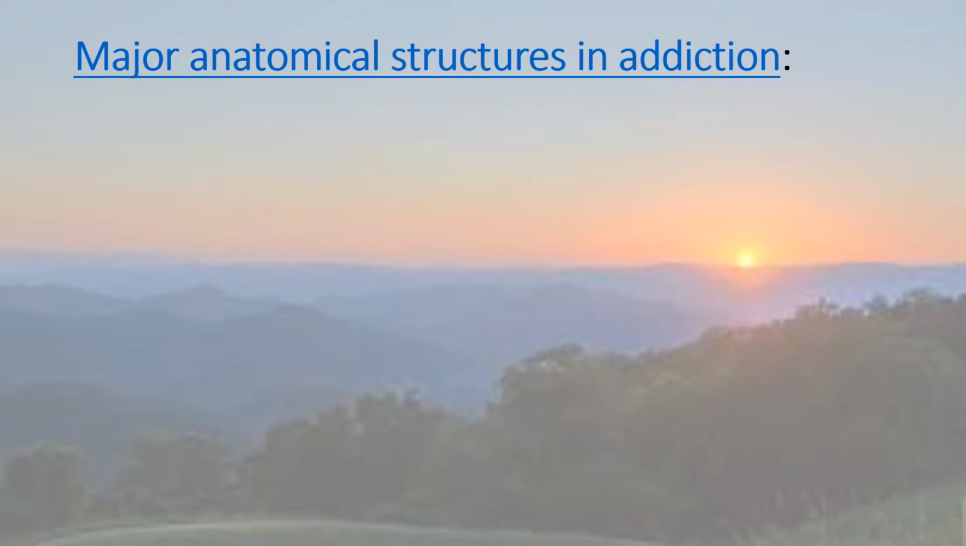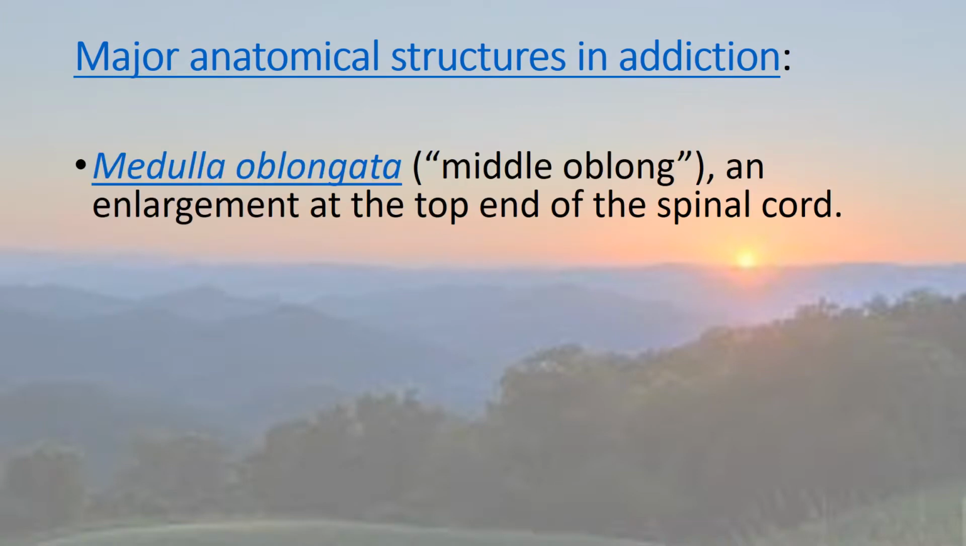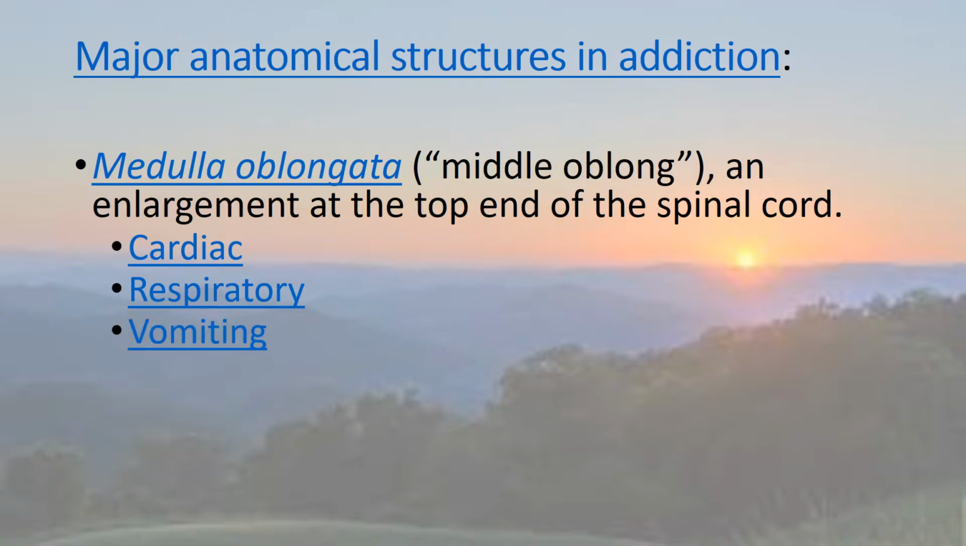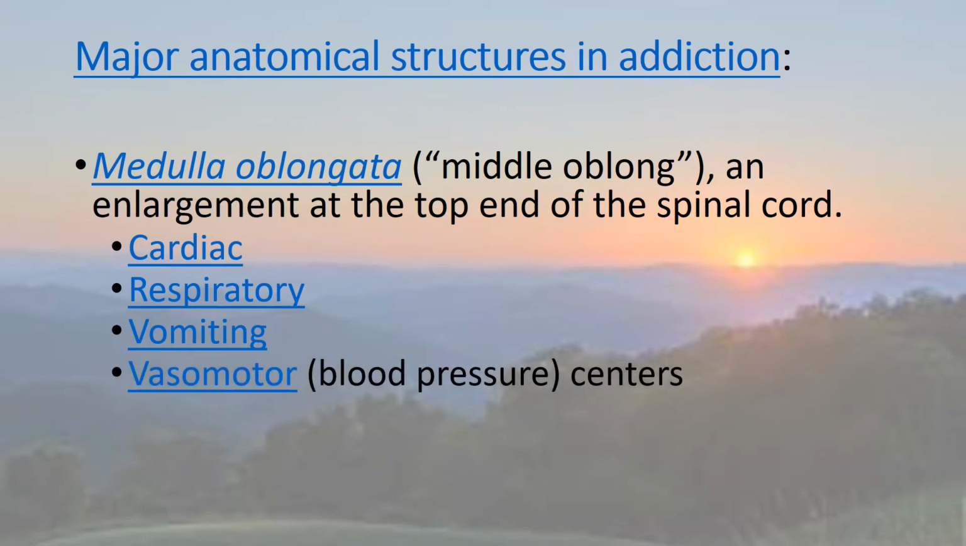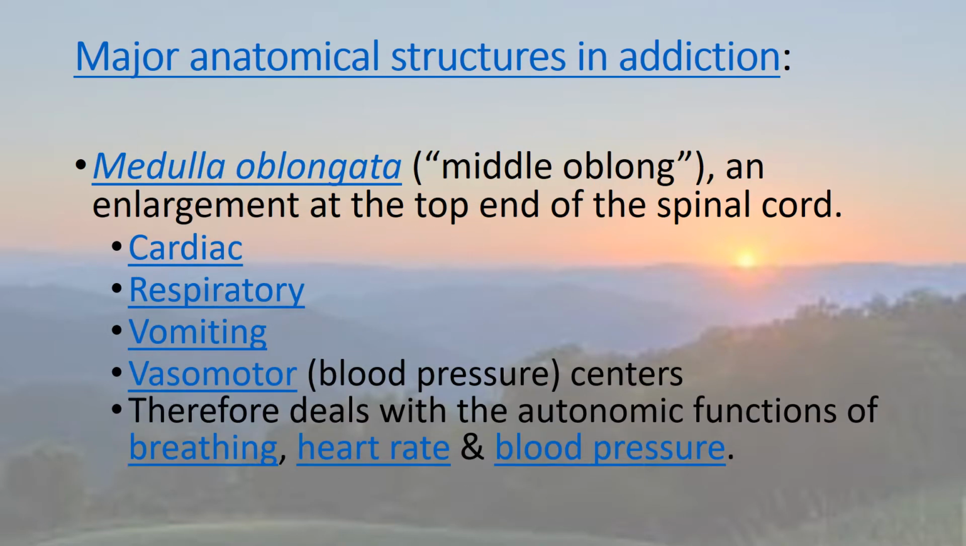The medulla oblongata is the enlargement at the top of the spinal cord. It controls cardiac, respiratory, vomiting, and vasomotor, or blood pressure, centers. It's basically concerned with the autonomic nervous system and the functions of breathing, heart rate, and blood pressure.